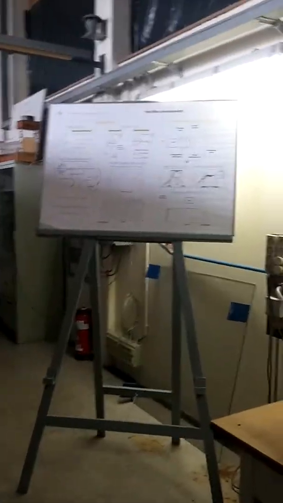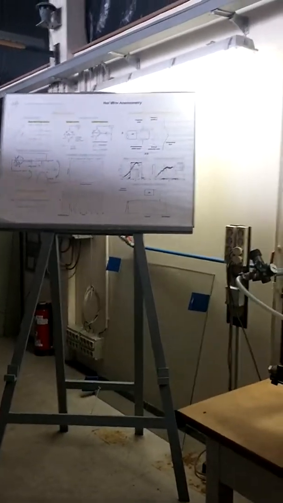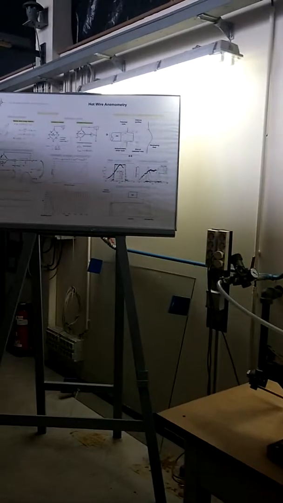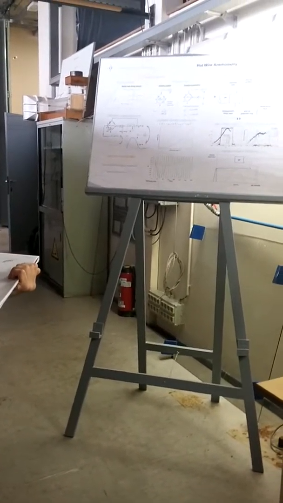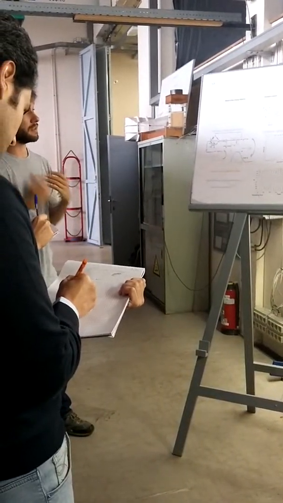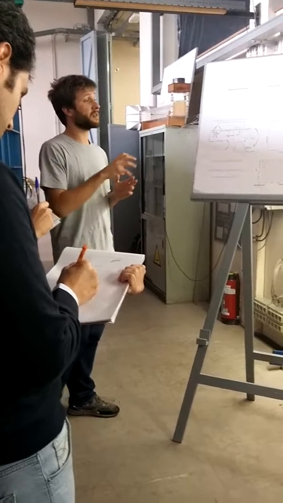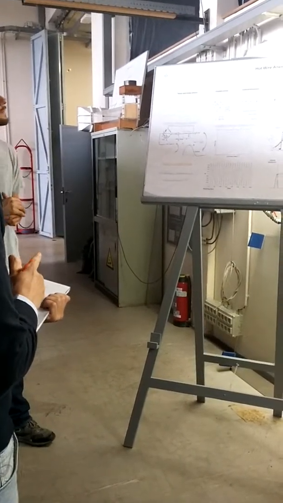So there are two operating modes. One is the constant current operating mode, which has bad frequency response characteristics, so nowadays it's not used anymore. The reason it has bad characteristics from the point of view of the time response is that its time response is related to the thermal inertia of the wire.